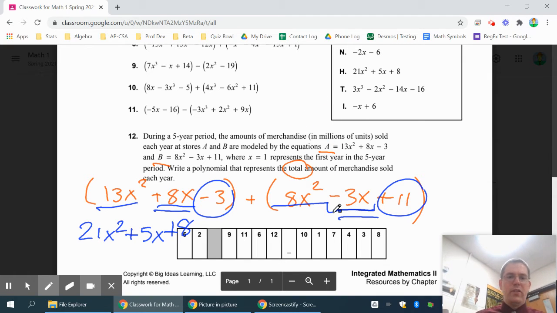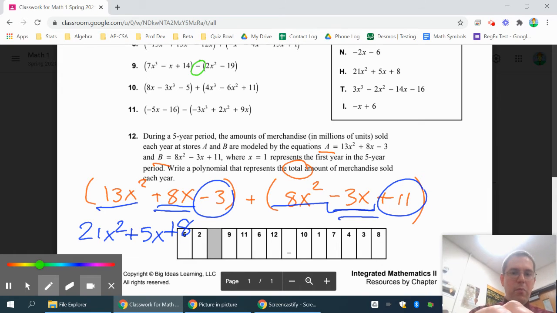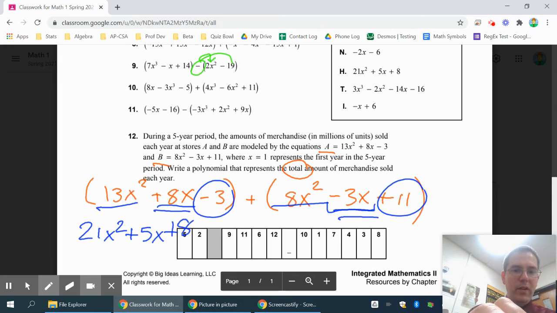Number 9 is a little interesting because it's subtraction and because it doesn't have as many like terms as you might expect. The main thing I want you to understand about subtraction is it's kind of a pain to deal with subtracting a negative. So you can always just distribute this negative, this subtraction sign, into this parenthesis. So basically what that's going to do is it's going to make me change the signs of everything in the parentheses. So this becomes a negative 2x squared, and this becomes a positive 19.